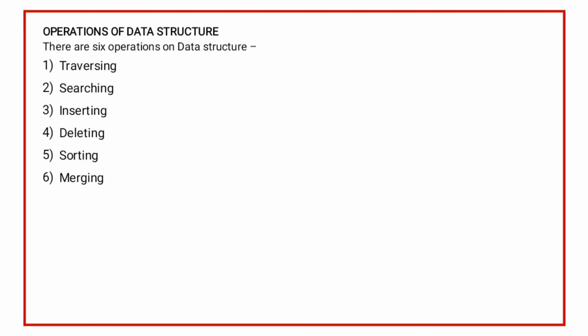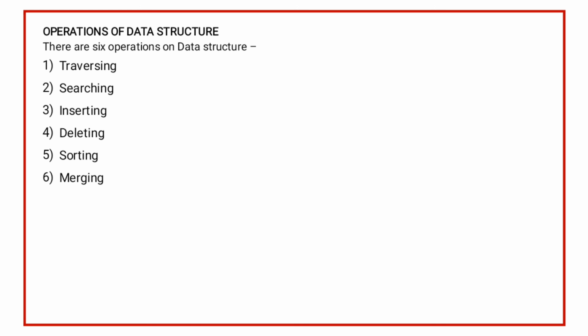Next very important topic is operations of data structure. Now, there are 6 operations on data structure. Number 1 is traversing. Traversing is used to access each data atom exactly once so that it can be processed, or to print all elements one by one. This is called traversing.